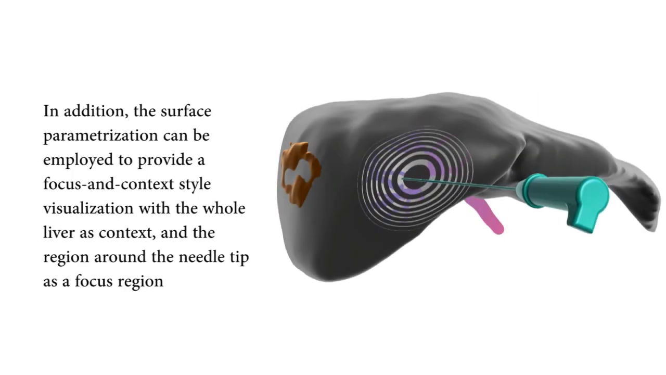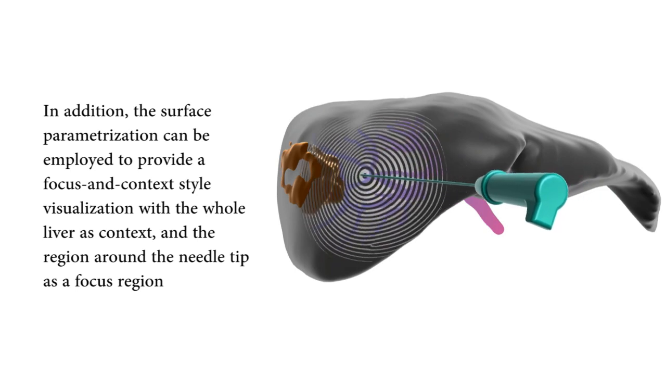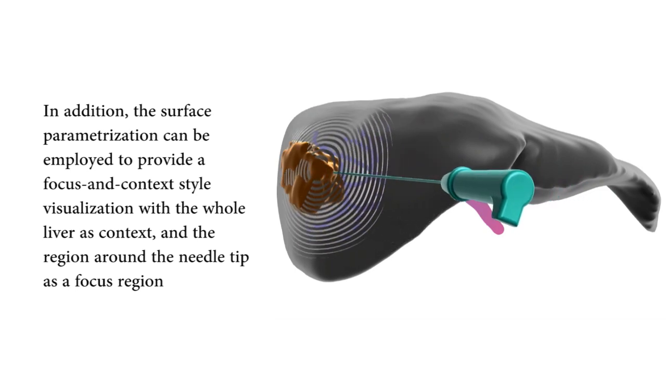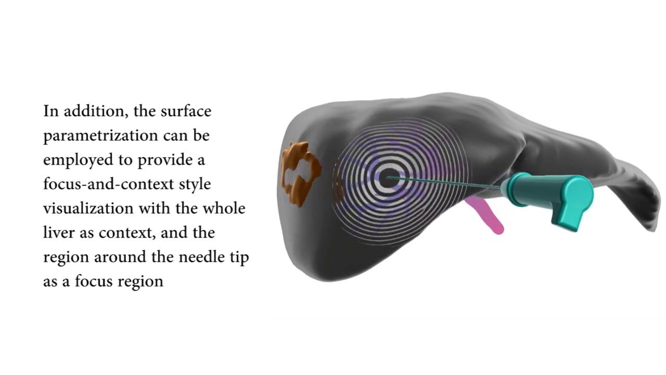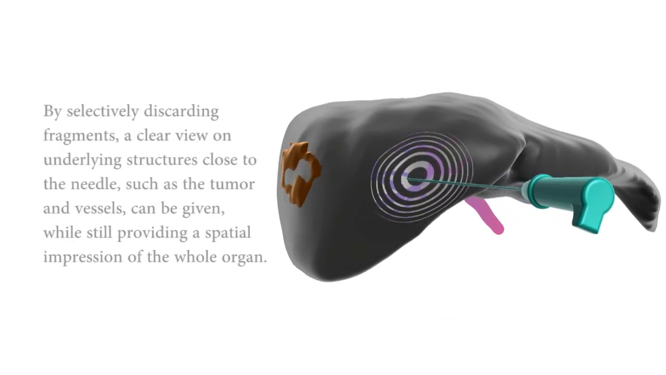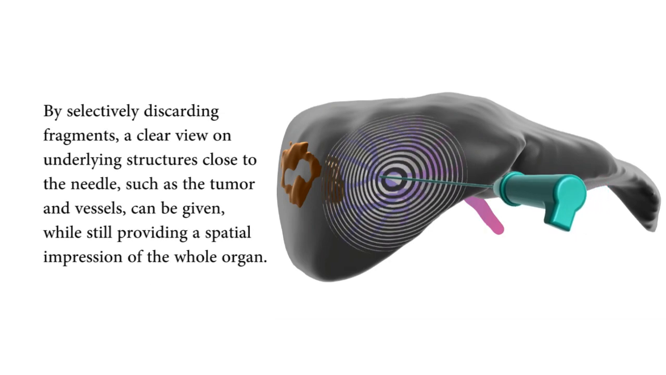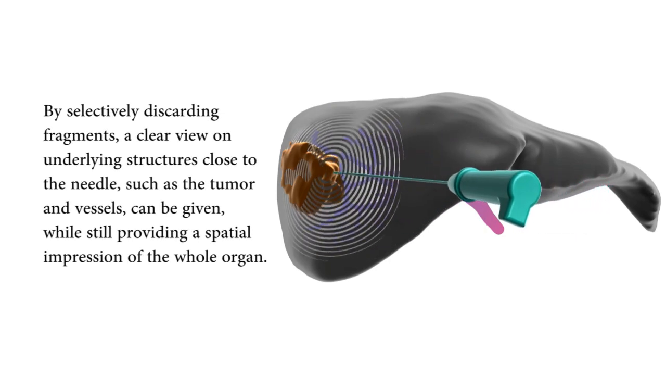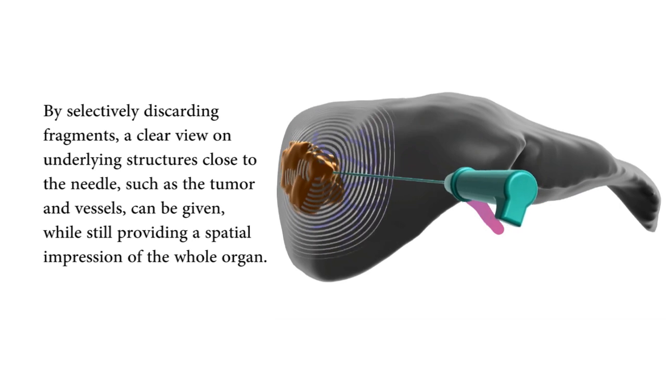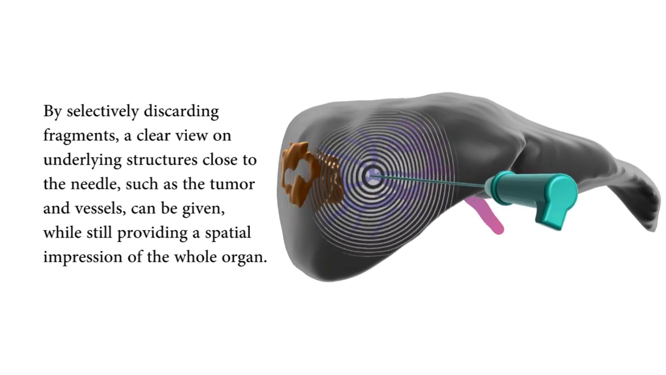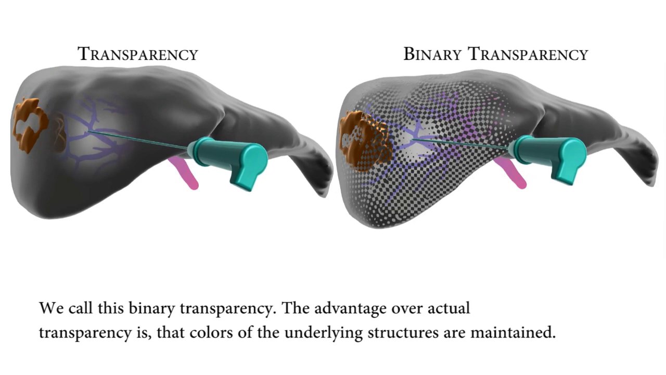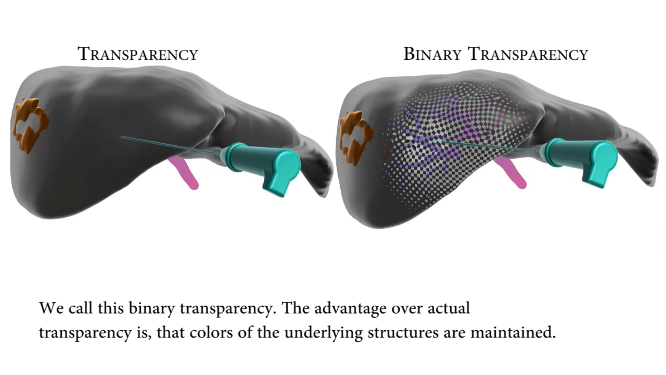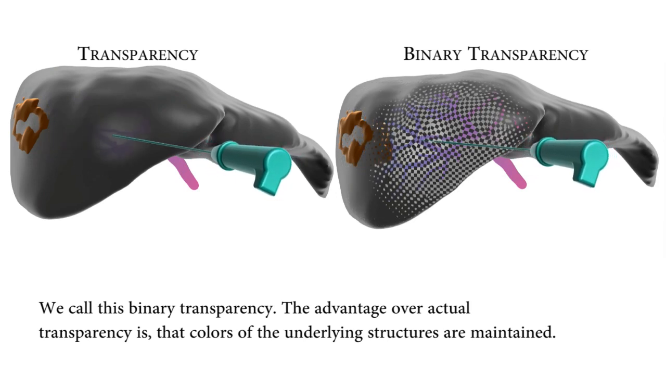In addition, the surface parametrization can be employed to provide a focused and context-style visualization with the whole liver as context and the region around the needle tip as a focus region. By selectively discarding fragments, a clear view on underlying structures close to the needle, such as the tumor and vessels, can be given, while still providing a spatial impression of the whole organ. We call this binary transparency. The advantage over actual transparency is that the colors of the underlying structures are maintained.